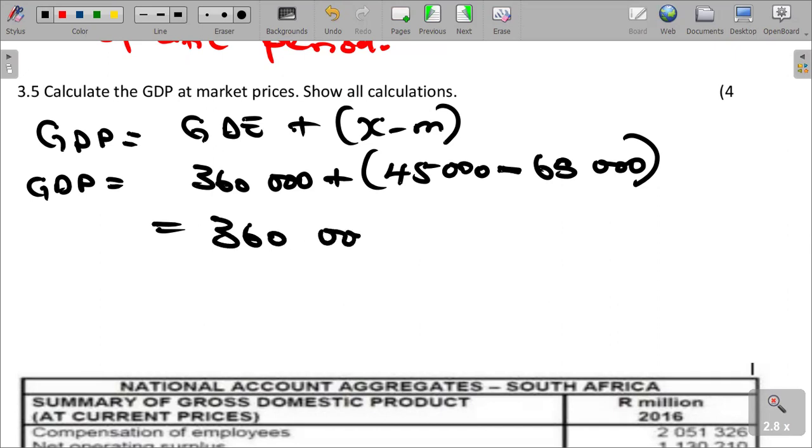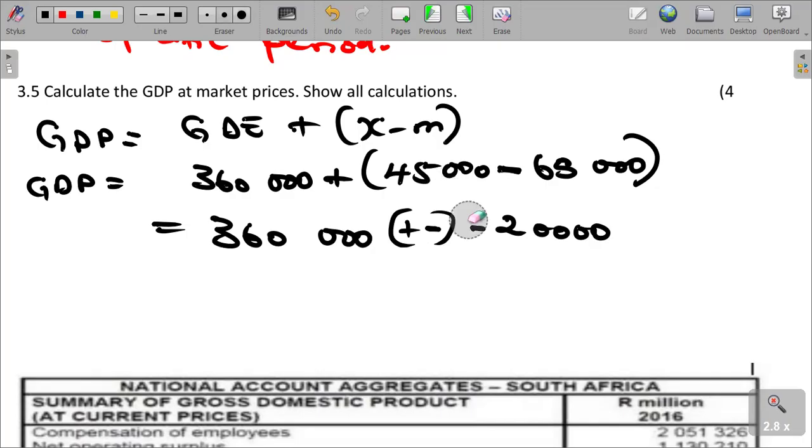45,000 minus 65,000, we get minus what? Minus 20,000. This is plus and minus. I think you mathematicians understand that when we have these signs together, they convert to a minus. So plus and minus gives us a minus, minus 20,000.